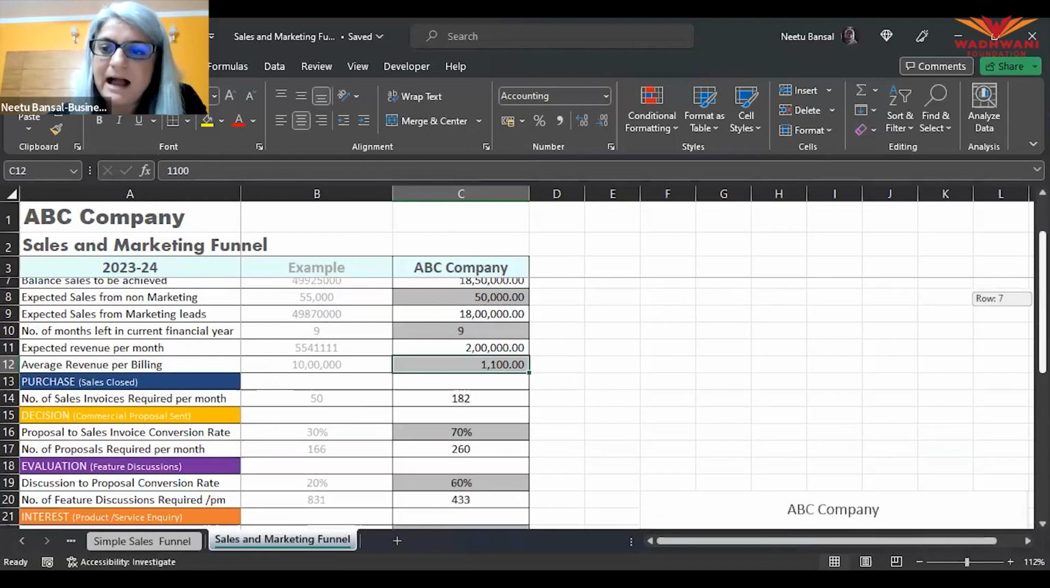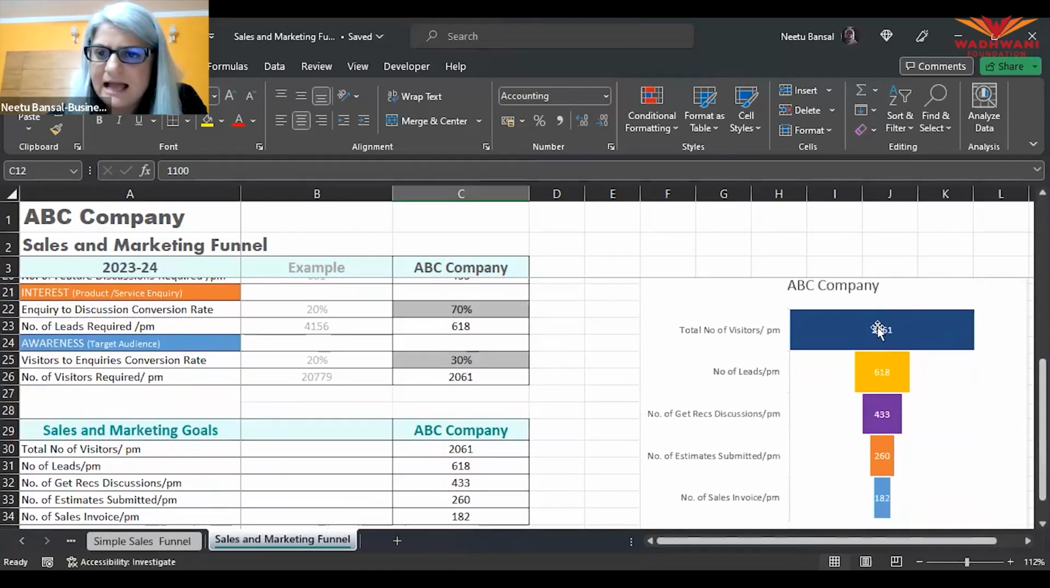If you have a bigger marketing budget and you think that getting 2,000 people is not a challenge at all for you with that budget, then you know that you can be a little bit more aggressive in your sales numbers now.